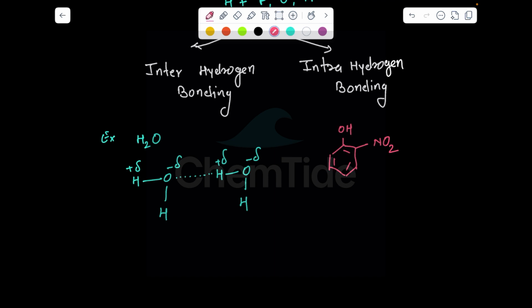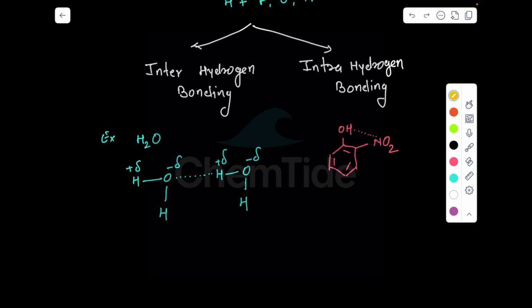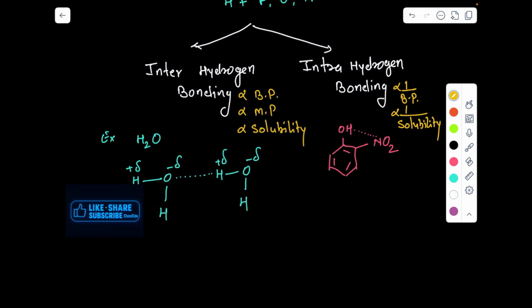When I talk about intramolecular hydrogen bonding, the same molecule has the force of attraction, like hydrogen and nitrogen attracting, or hydrogen and oxygen attracting, creating intramolecular hydrogen bonding. Intermolecular hydrogen bonding can increase the boiling point, the melting point, and the solubility in polar solvents, whereas intramolecular can decrease the boiling point, melting point, and solubility in polar solvents. Based on that, now we are going to do some PYQs related to JEE.